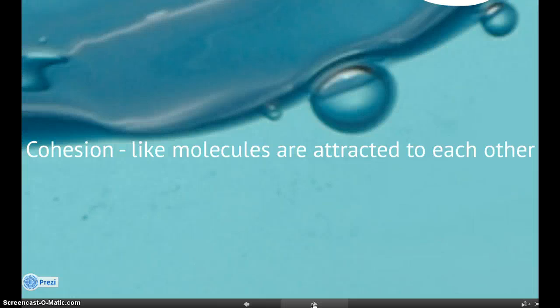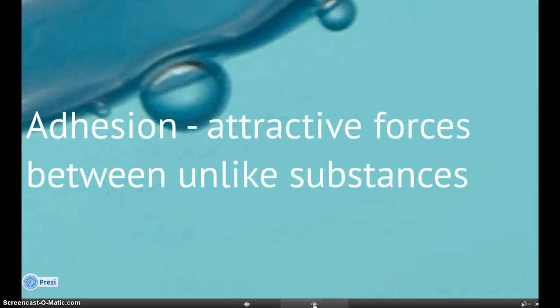Cohesion, which is when like molecules are attracted to each other. So this would be two water molecules being attracted to each other. And adhesion, which is when we have unlike molecules being attracted to each other. So in this case, we would have maybe water being attracted to the surface of something.